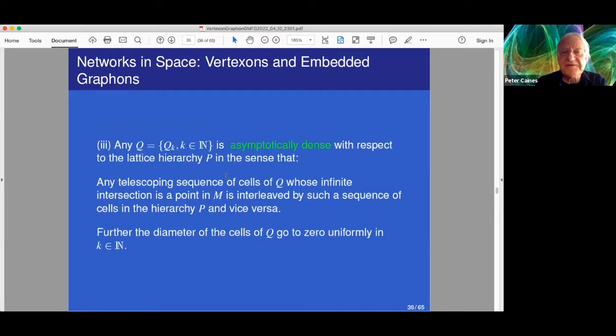But then we want this asymptotically dense notion, which I'm not going to go into here, which we phrase in the following way: pick one member of the uniformly asymptotic family, and then take a telescoping sequence of its cells. Any such telescoping sequence with intersection a single point must be interleaved, not necessarily n to n plus 1, by a sequence of cells in the hierarchy P, and vice versa. So this means that it refines and is mutually refined by the lattice hierarchy.